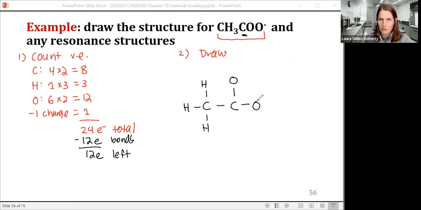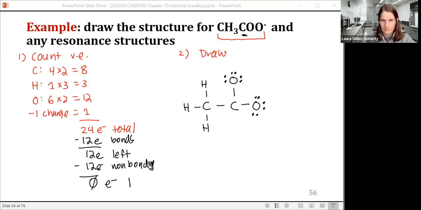Our oxygens don't have full octets, so we're going to add electrons around our oxygens to get them to full octets. So now they both have full octets, and I used up my remaining 12 electrons. But if I'm checking octets now, carbon right here, it only has 2, 4, 6 electrons around it. So I'm going to have to do some shifting.